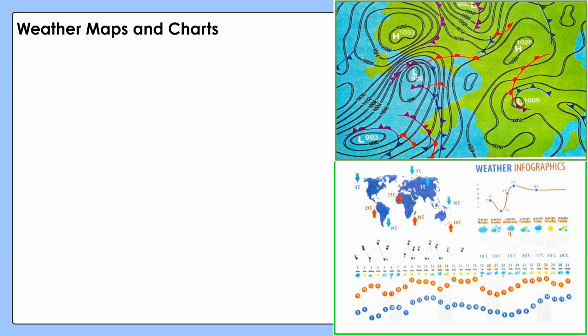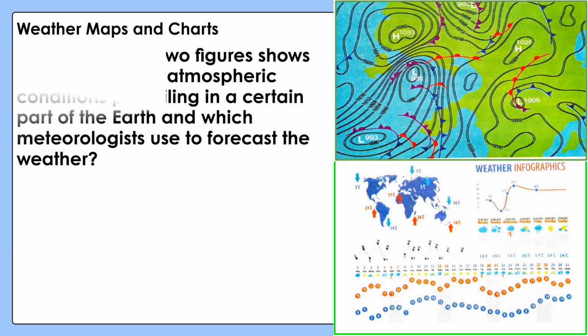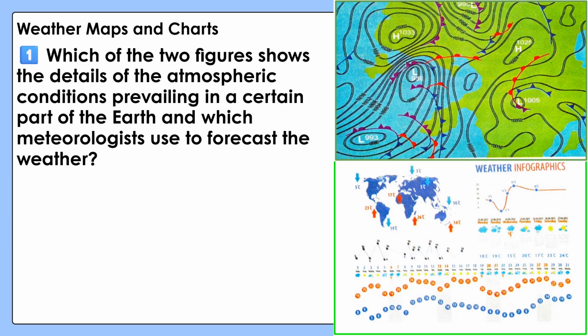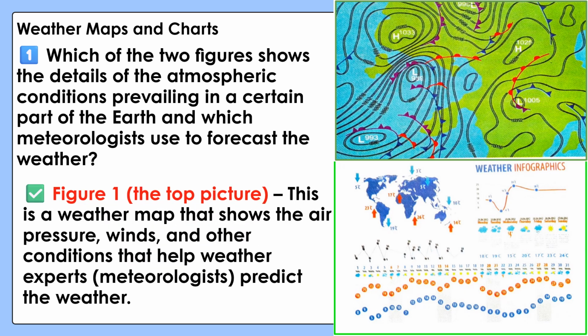Now, let's talk about the two figures, weather maps and charts. Number 1. Which of the two figures shows the details of the atmospheric conditions prevailing in a certain part of the Earth and which meteorologists use to forecast the weather? The answer, Figure 1, the top picture. This is a weather map that shows the air pressure, winds, and other conditions that help weather experts or meteorologists predict the weather.